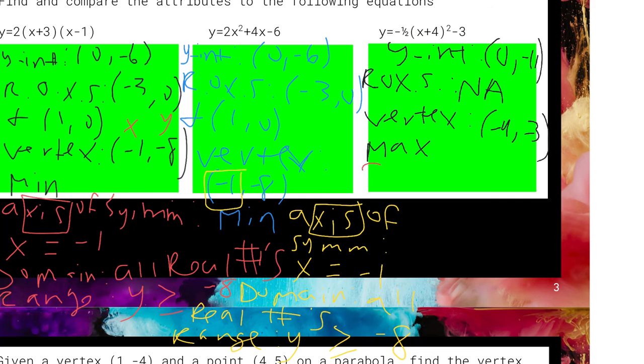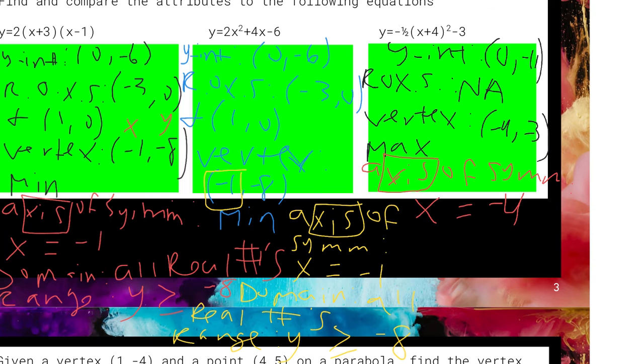Okay. Now we're going to find the axis of symmetry. So remember, axis means x is. So x is equal to what? Just look at the vertex. What's the x value of that vertex? -4. Or if you like to be a visual person, just cut the graph in half and look at the x value. That'll be your axis of symmetry.